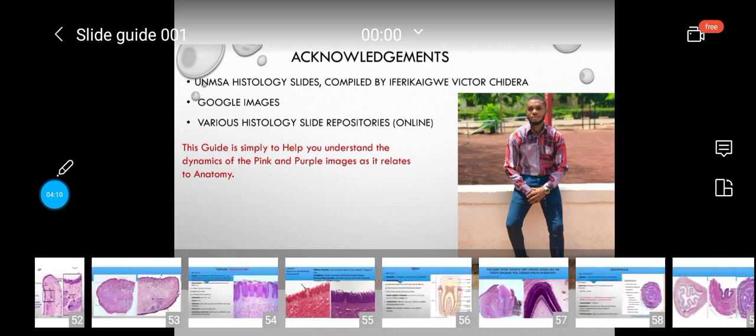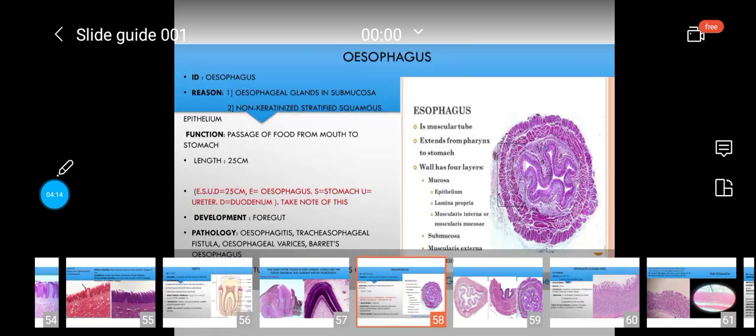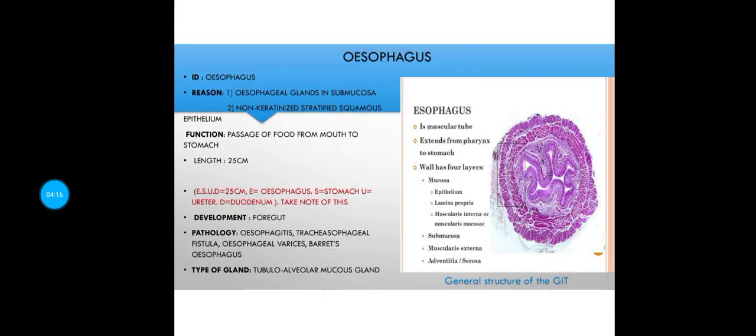Now let's go straight to what we are meant to discuss today, which is the histology of the esophagus and the stomach. So the esophagus is a muscular tube that extends from the pharynx to the stomach.